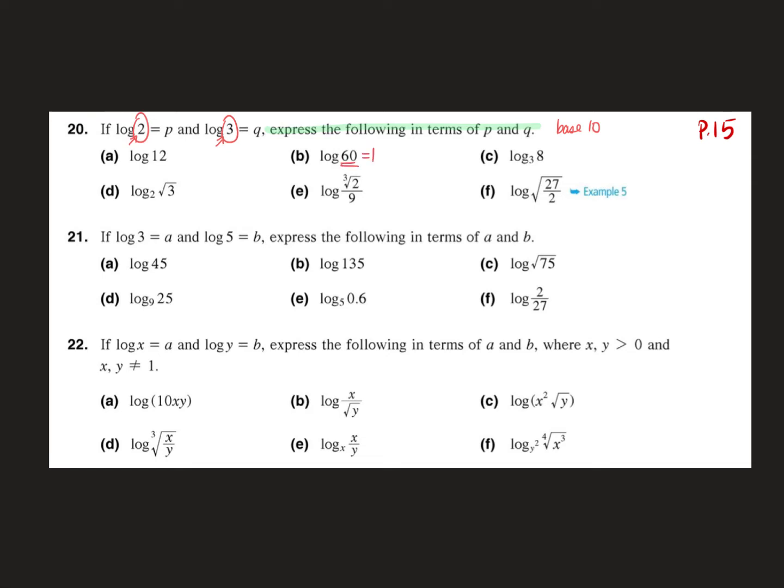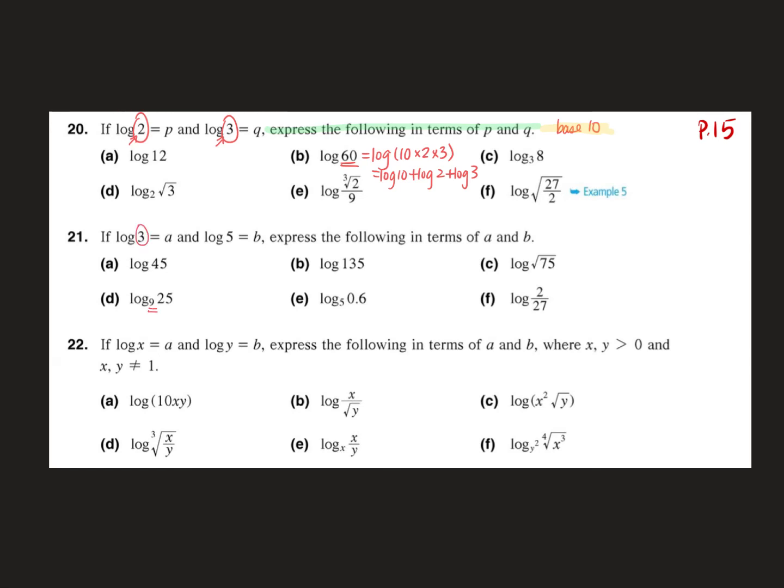For example, this 60 can be formed by 10 times 2 times 3, and then you can use the log property. So it becomes log 10 plus log 2 plus log 3. So for common log, remember that you are allowed to use base 10. For some other questions where you have to change base, then make sure you change base to base 10.